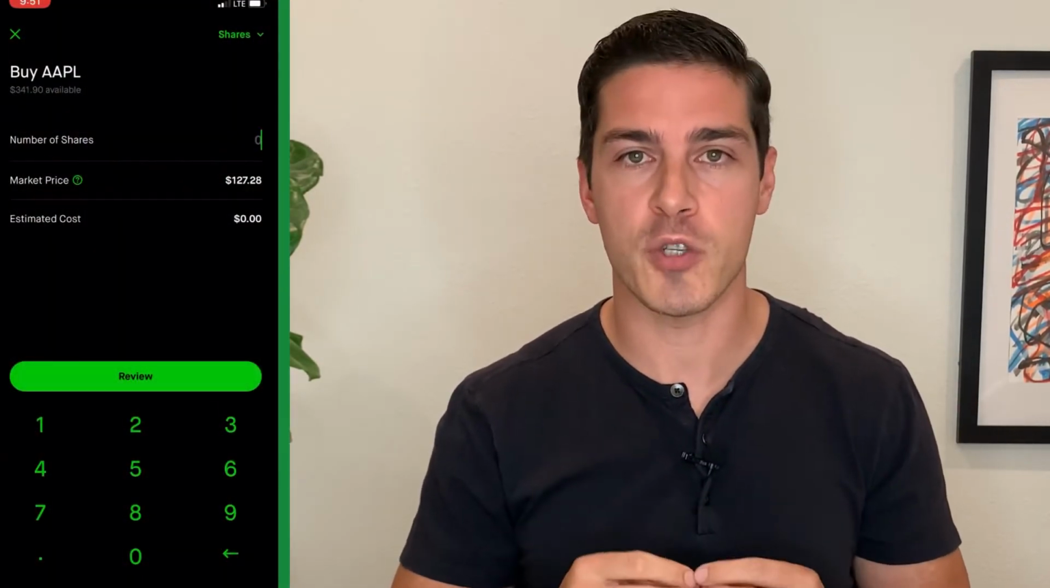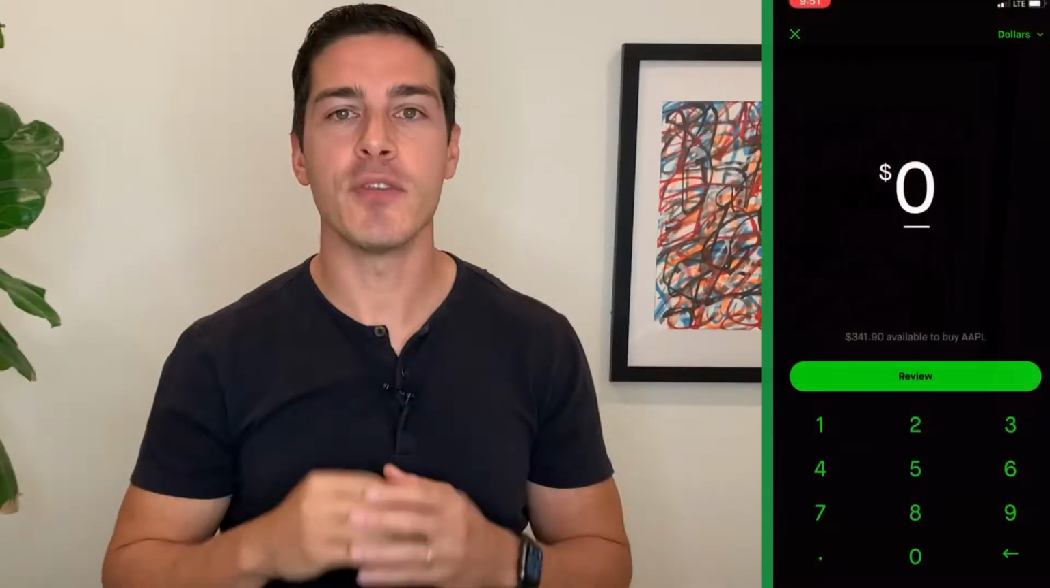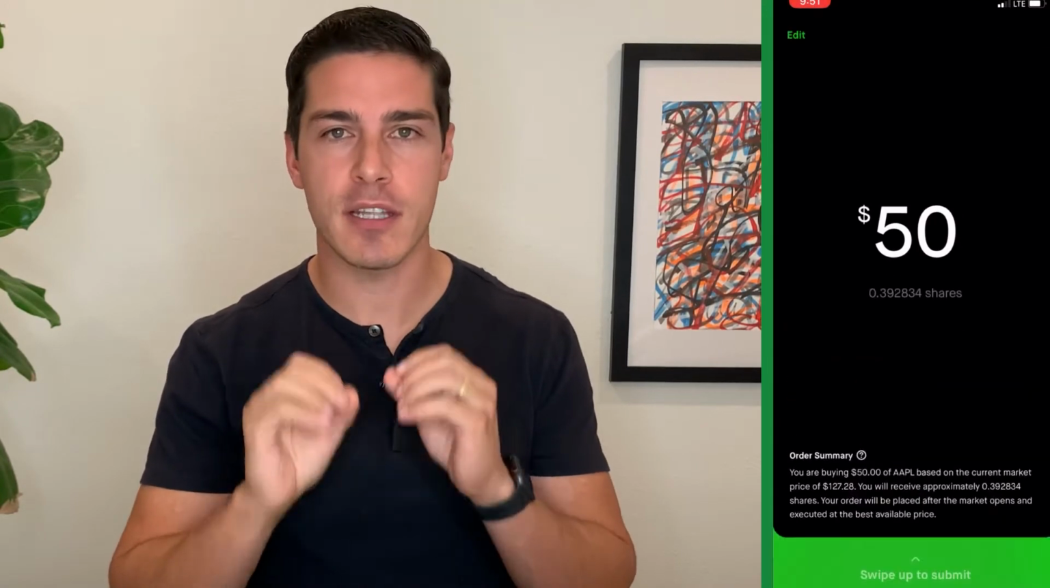The great part about Robinhood is that you don't have to buy full shares if you don't want to, or if you don't have enough money to buy a full share of, let's say, Tesla, that's about $700. So you can buy fractional shares by clicking on the top right-hand corner and hit buy in dollars. I can't wait till that says buy in Bitcoin. You simply put in the amount of money that you want to spend on the stock.